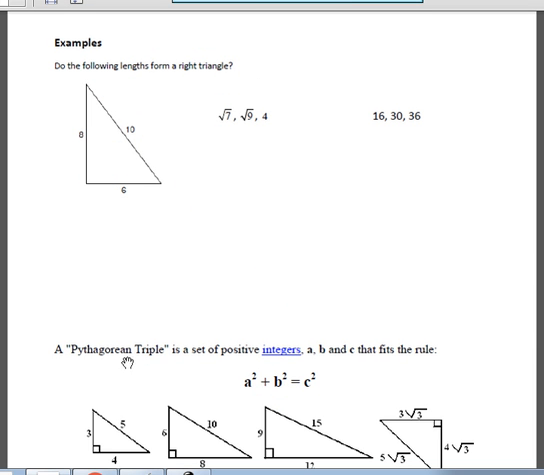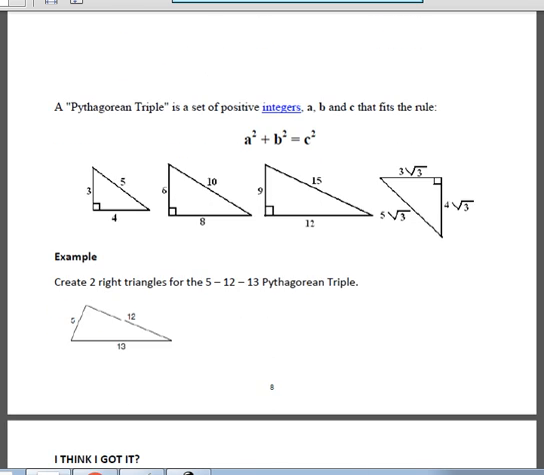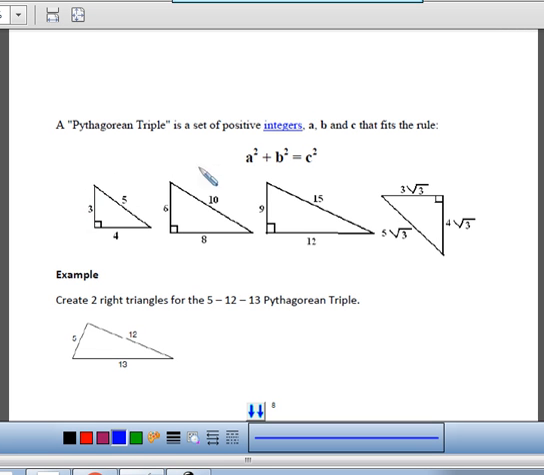Okay, a Pythagorean triple is a set of positive integers, A, B, and C, that fits the rule, A squared plus B squared equals C squared. So here we've got 3, 4, 5. Now, if you plug in 3 for A, 4 for B, and 5 for C, you'll get 9 plus 16 equals 25, and that's true. Same for 6, 8, 10.